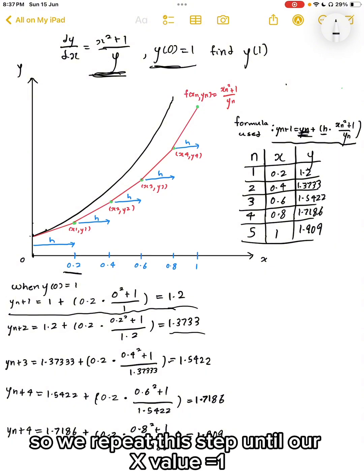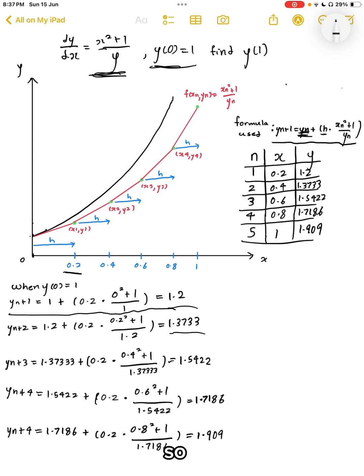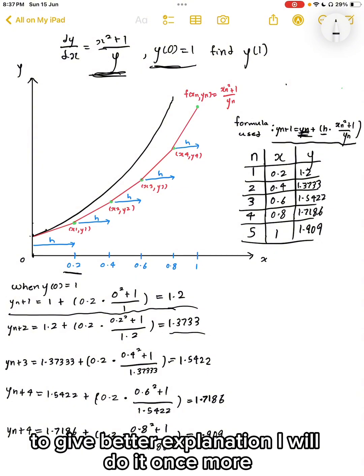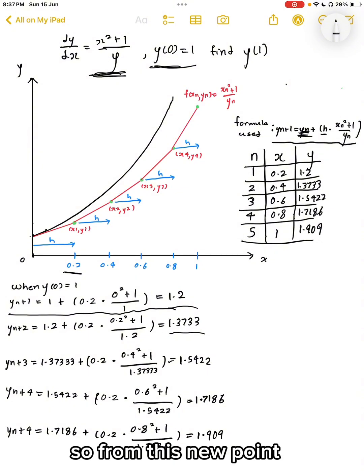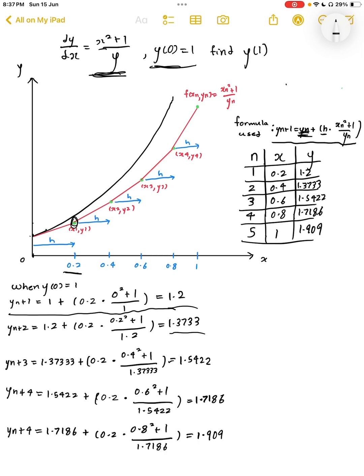So we repeat this step until our x value reaches 1. In this case, each step size is 0.2, so we will be using 5 steps. To give a better explanation, I will do it once more. From this new point, we will draw a straight tangent line by step size 0.2. With this, our new x value will be 0.2 plus 0.2, which is 0.4.